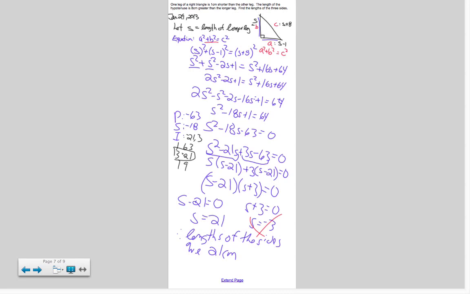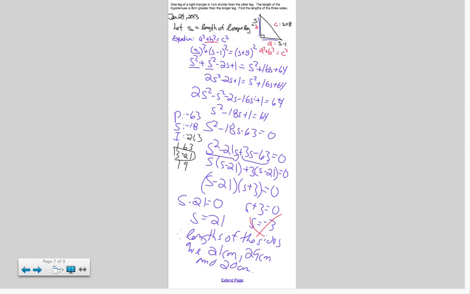29 and 20 centimeters. Because we got that back up here, the other side for s minus 1, so 21 minus 1 gives us 20. The other side was s plus 8, 21 plus 8 gives us 29.